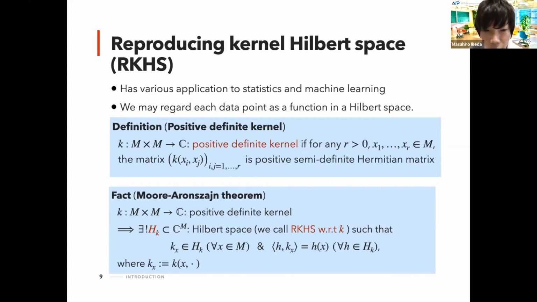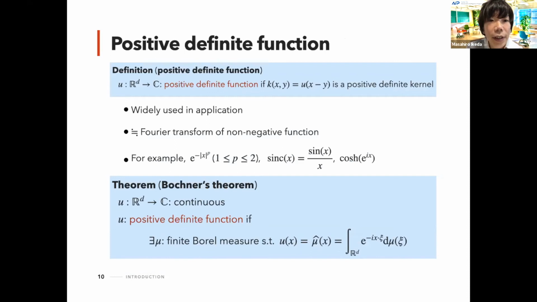For any x in M, call K sub x, defined as K(x, ·), K sub x is in H_K, and the so-called reproducing property holds: the inner product of h and K sub x is equal to h of x. Next, we introduce a positive definite function. This is a class of functions.